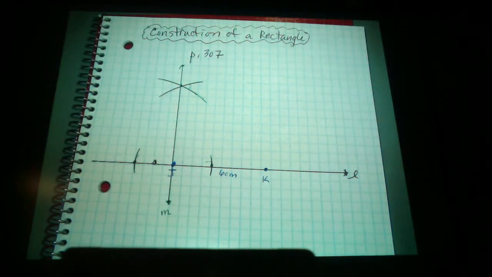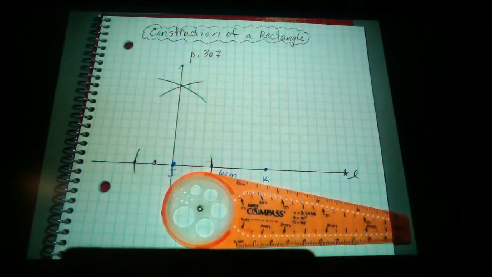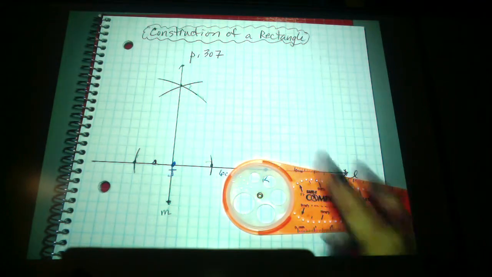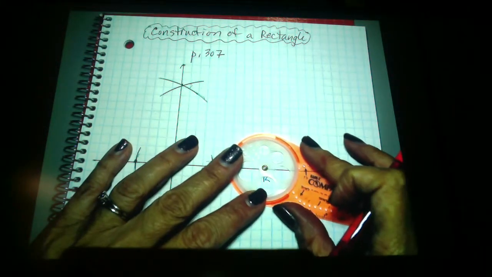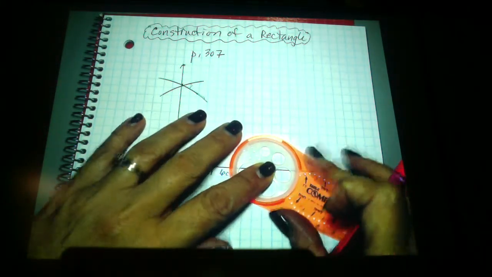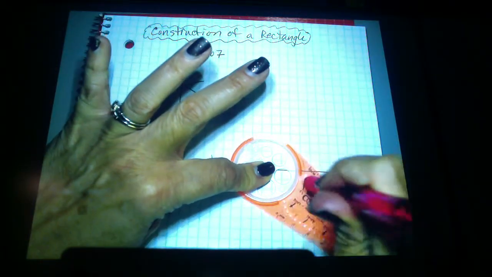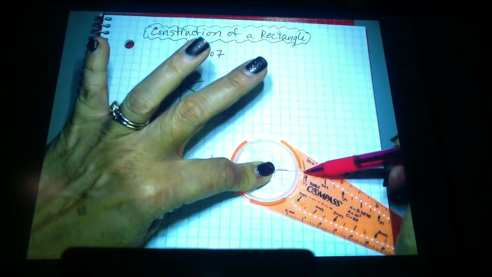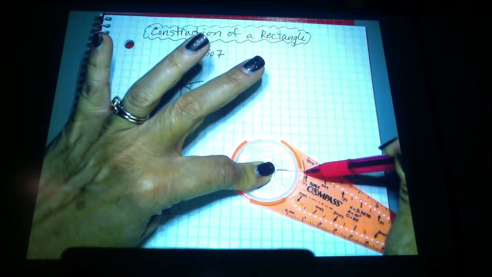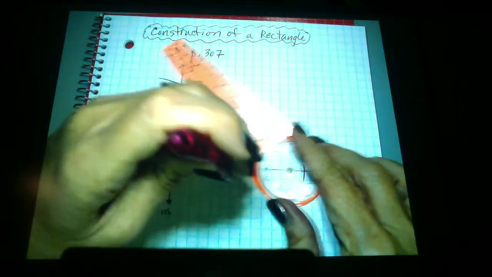Do the same thing to K. Same thing as we did before. So I'm going to use a different color. And I'm going to start with my brad on K. I'm going to choose a distance slightly to the right of K and make an arc on line L. Keeping that same distance on my compass, I'm going to swing my compass the other direction with my brad on K.